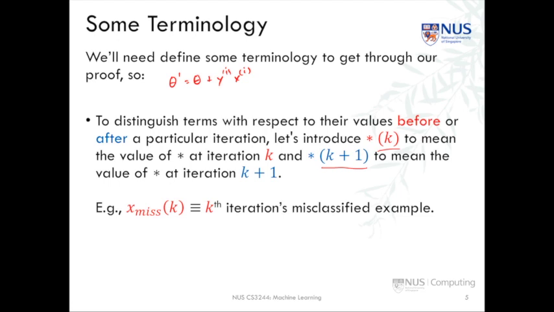Instead of writing something like this, we're going to write a notation that's a little bit more comprehensive, because now the problem is that we will need to distinguish between different iterations. Okay, so we're going to write something like this instead. Theta of the k plus 1 iteration equals theta of the k iteration plus y of that particular iteration times the misclassified example at the kth iteration. Something along those lines, okay?